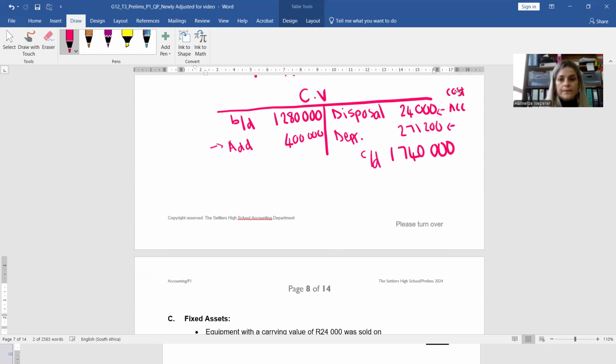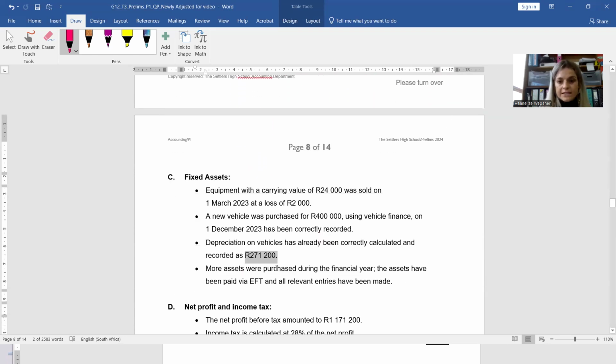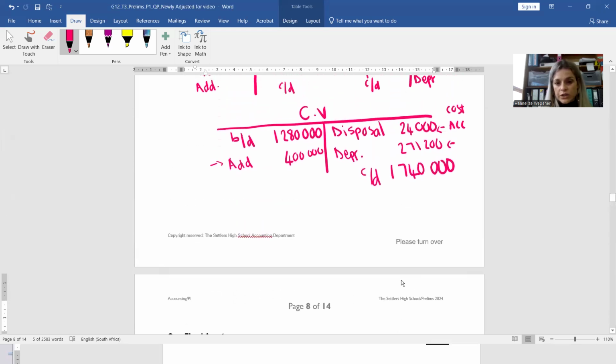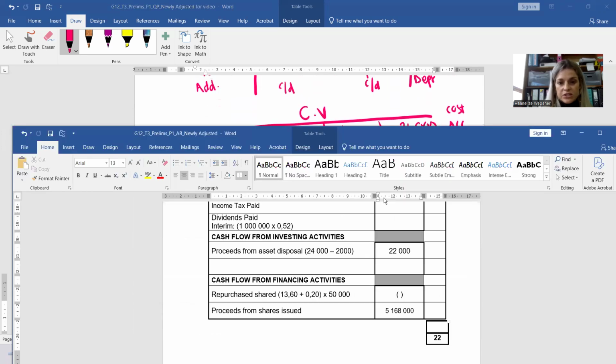271,200. There we go. And then it says that more assets were purchased and paid for during your current financial year. So that means that you now need to go and calculate what was your acquisition of fixed assets.